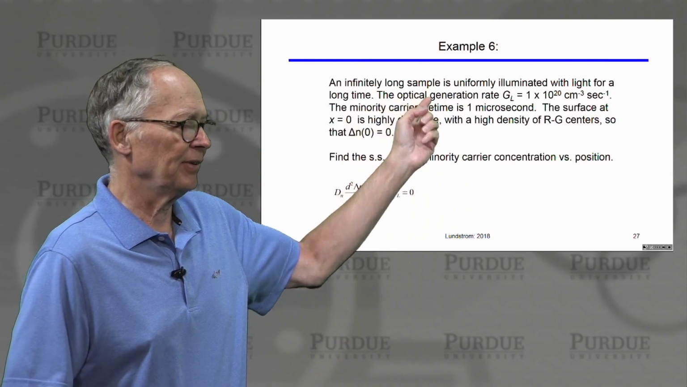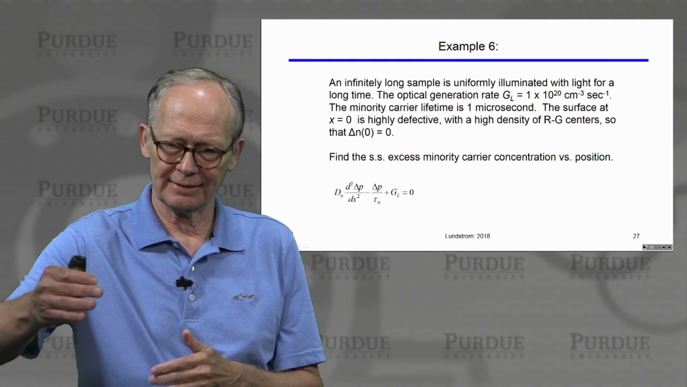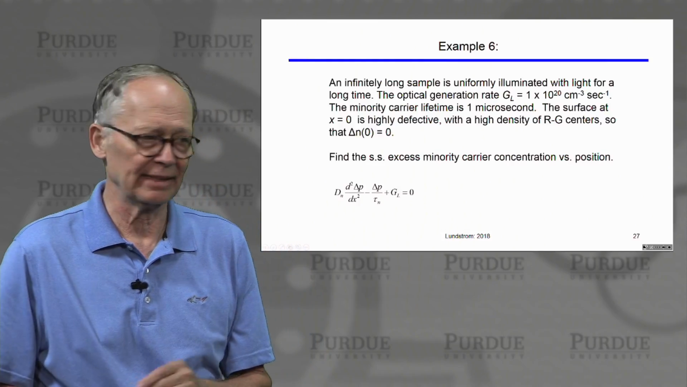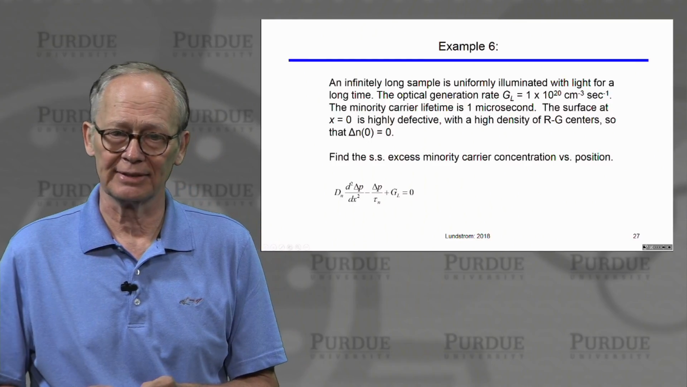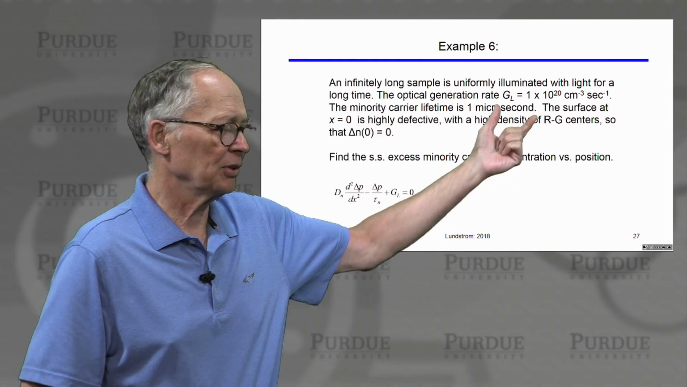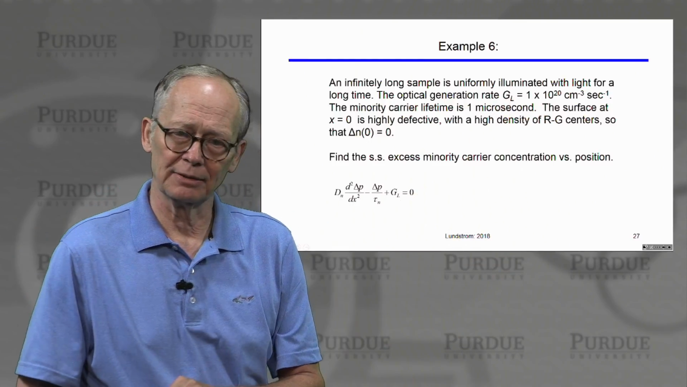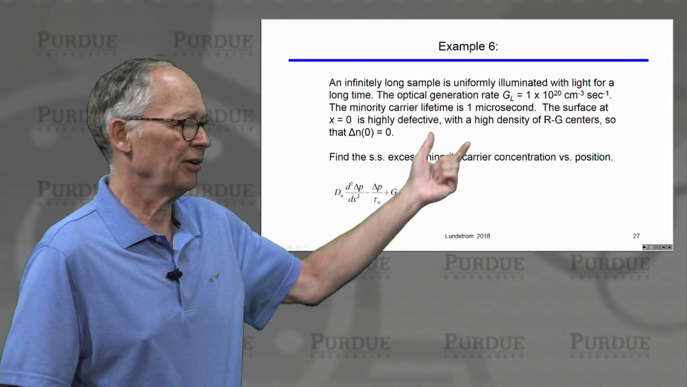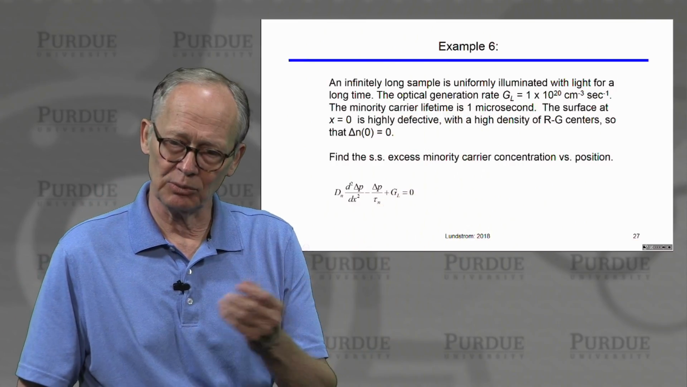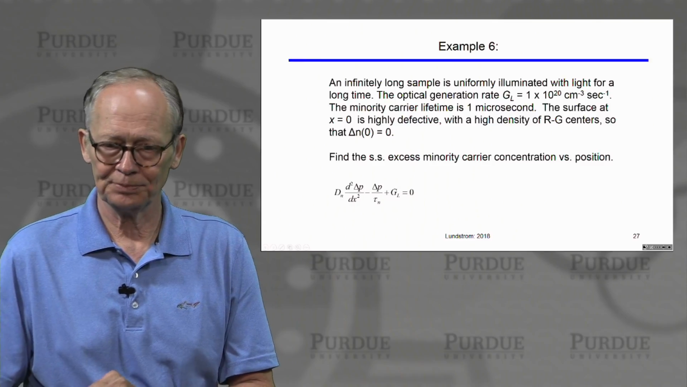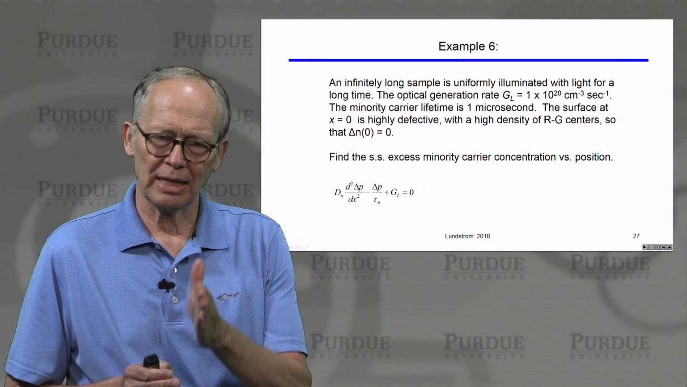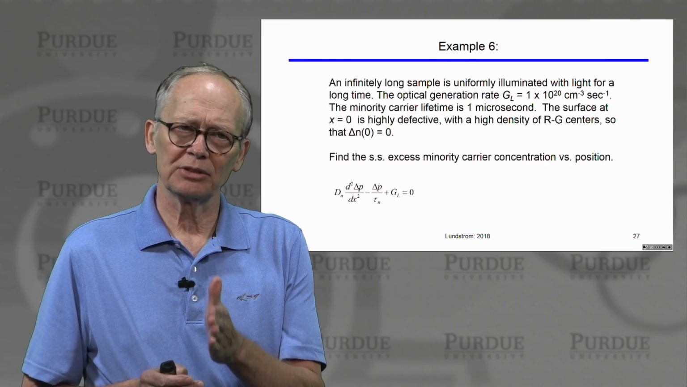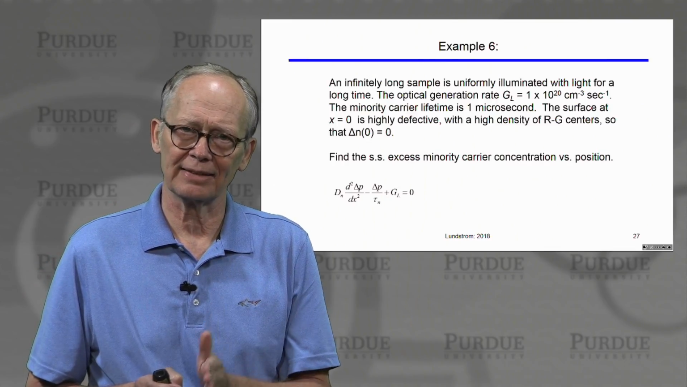The sample is infinitely long, we let x approach infinity. It's uniformly illuminated with light, like the first example we had. Same optical generation rate that we had in the first example. The minority carrier lifetime is a microsecond, just like it was in example 2. But in this case, at x equals 0, I'm going to have a surface, and I'm going to assume that that surface is highly defective.